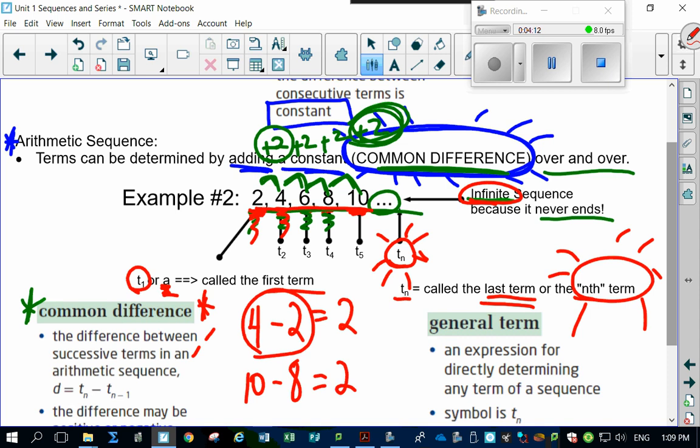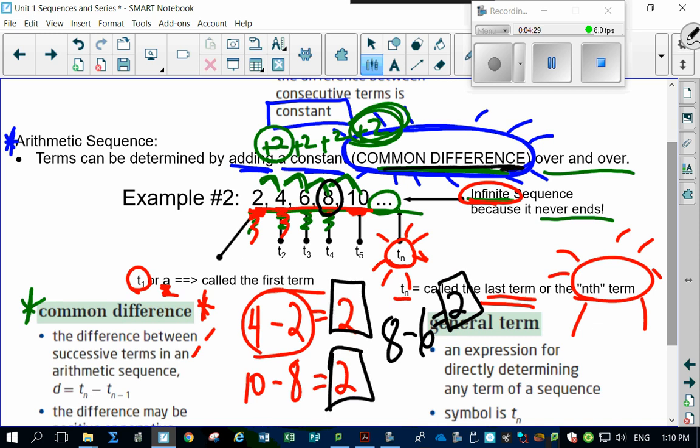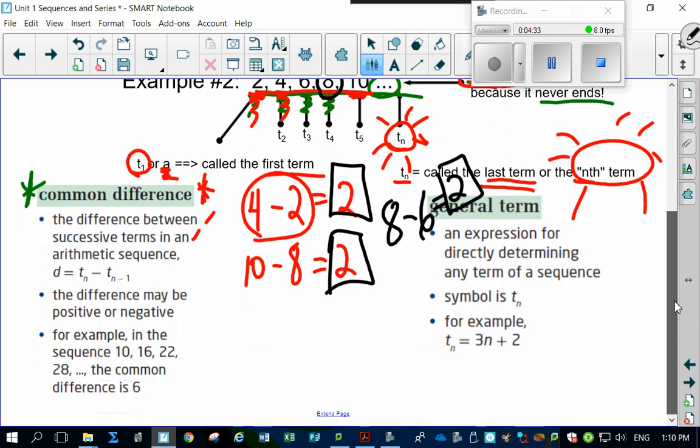Aha, now I see. So can I take any term at all? Absolutely you can. All you have to do is say, okay, I'm going to take 8. Subtract the term before it. Subtract 6. And this gives you, again, 2. Notice how you're always getting 2. That's your common difference.